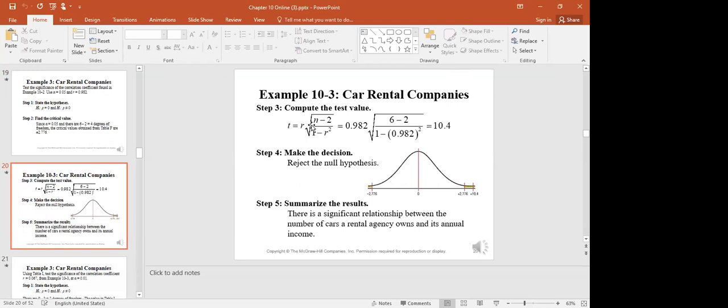If you are using the t distribution, you fit in the values r, n minus 2, where n is 6, and r squared. You get a test value of 10.4, which is above 2.776, so it's in the rejection region. We reject the null hypothesis, and that means there is a significant correlation between x and y.